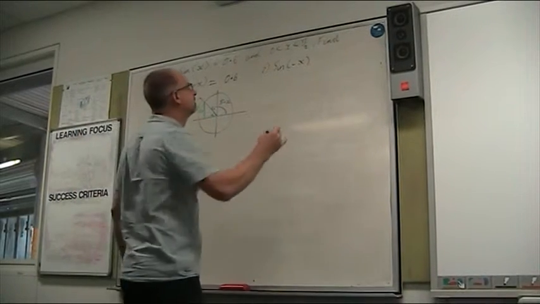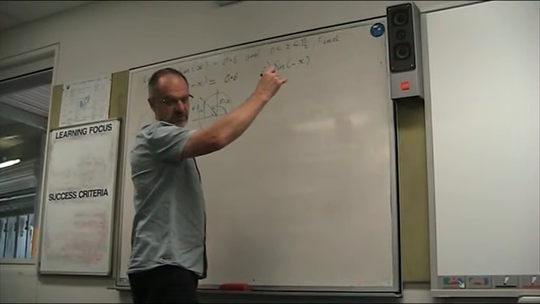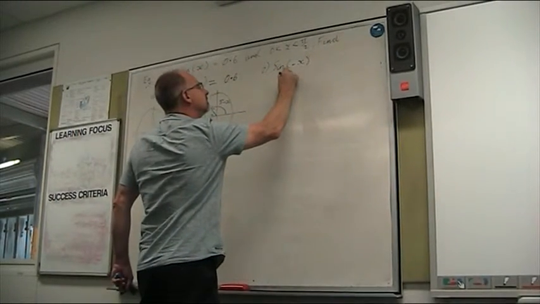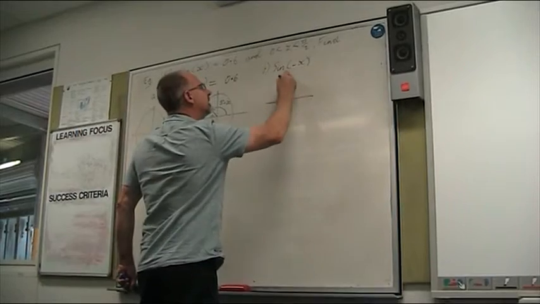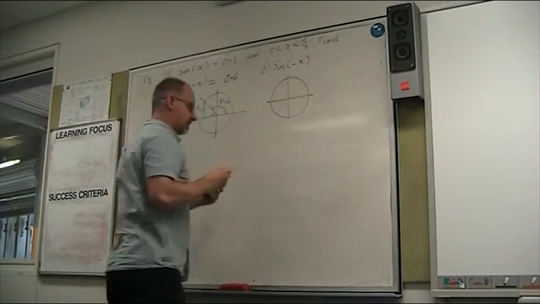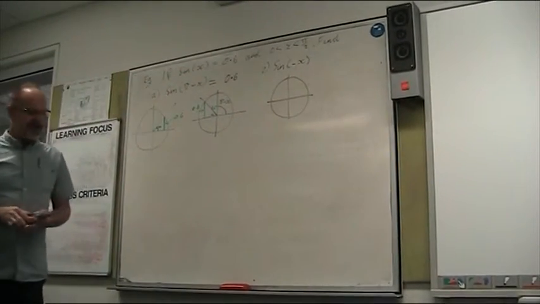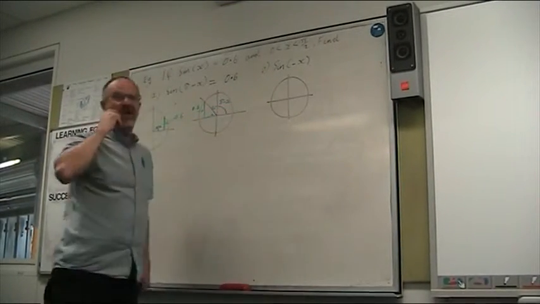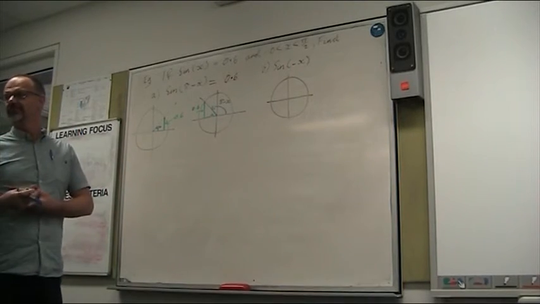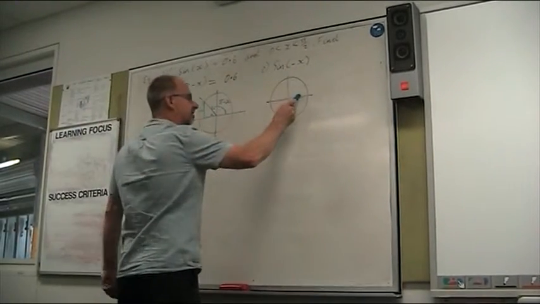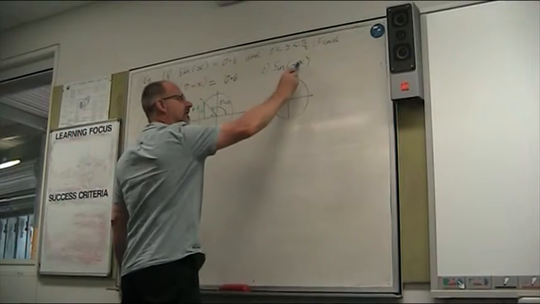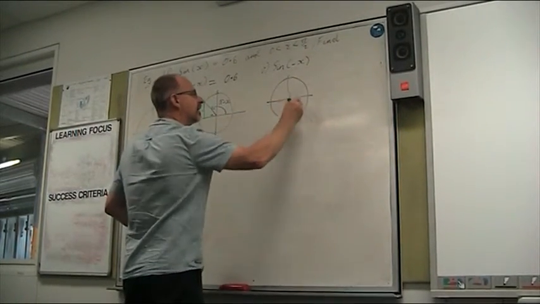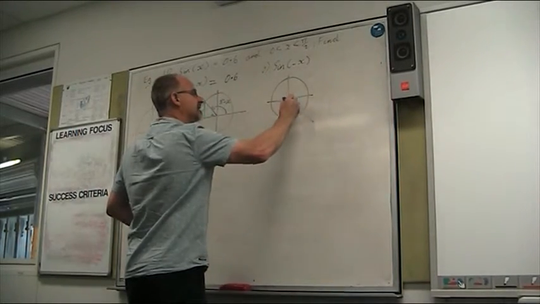Alright. B. All right, negative x. So if we've got negative in front of an angle, what does that mean? Go the other way. All right, so normally we would go in an anti-clockwise direction. The negative says go in the clockwise direction. We're going to go around x in that direction.